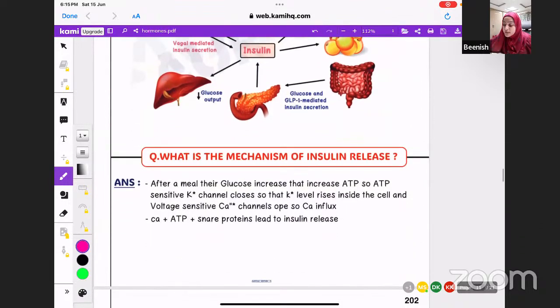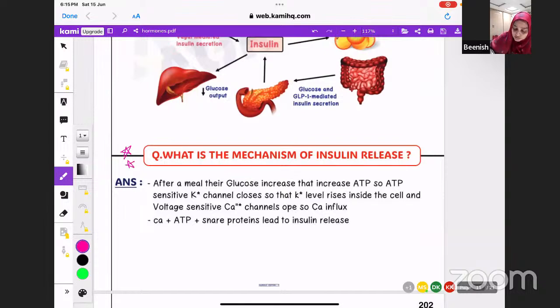Now we are going to talk about the mechanism of insulin release. Very important.